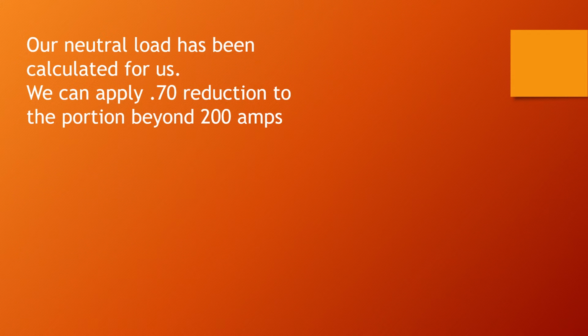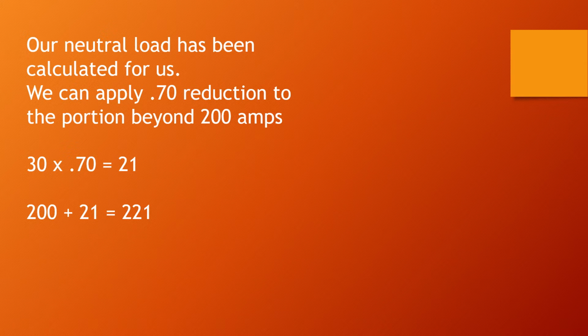Okay, so in this question, our neutral load has been calculated for us. It's 230 total. We can apply a 70% reduction to the portion that is beyond 200 amps. So we take 30 multiplied by 0.70. That's going to give us 21 amps. Now we have to add back the 200 because it's our base. So 200 plus 21, our reduced load, is going to equal a calculated neutral load of 221 amps.